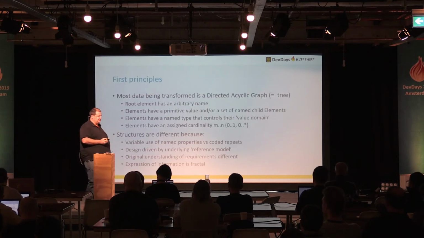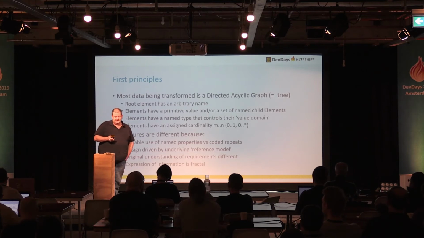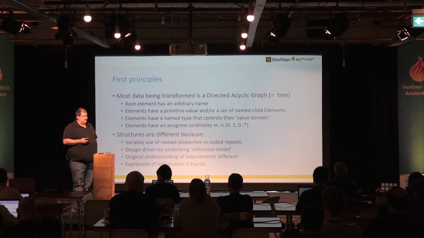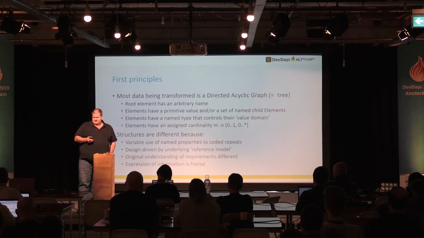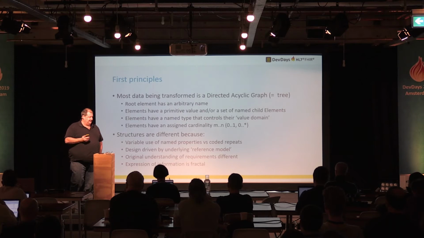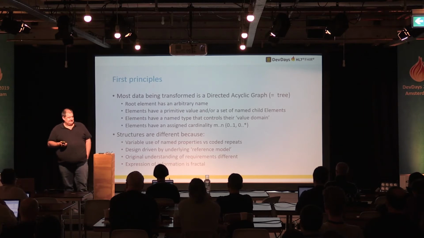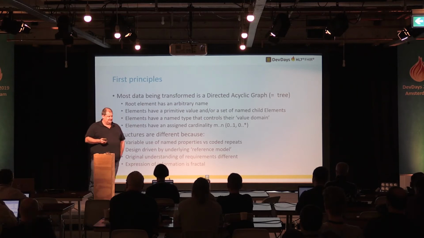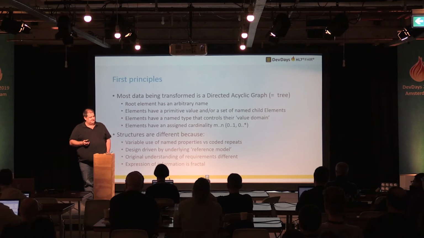So just a couple of first principles. We can think about almost all the data that we're going to run into as directed acyclic graphs, which are commonly called trees: a root element with an arbitrary, mainly irrelevant name, a set of elements that have primitive values or named children, named types, and cardinalities. It's a pretty common model. The big exception, of course, is databases, which are not necessarily acyclic, but often we can treat them as acyclic anyway. And the structures differ from each other because they use different names or properties or repeats with codes.